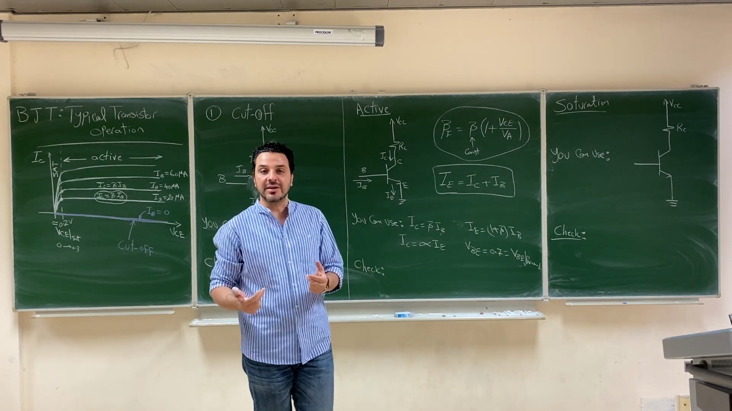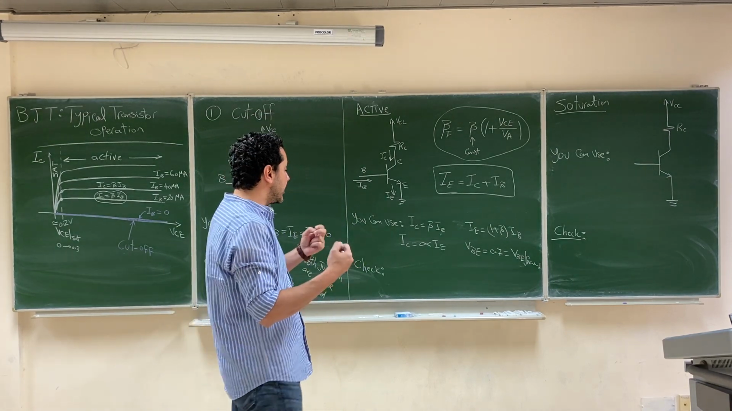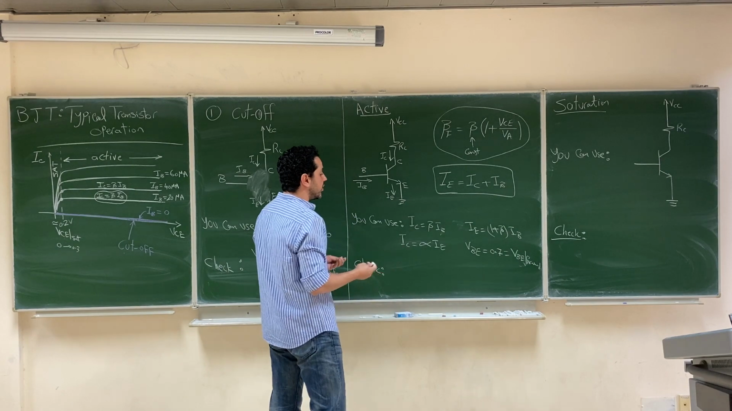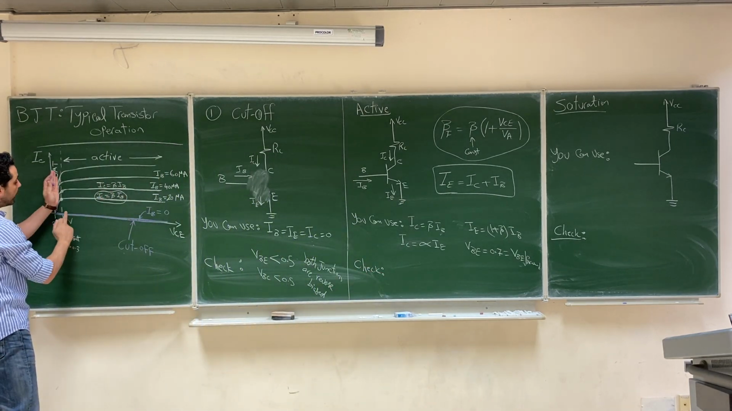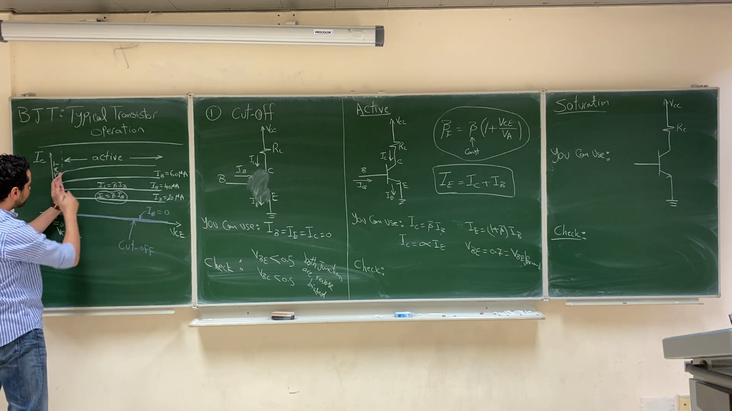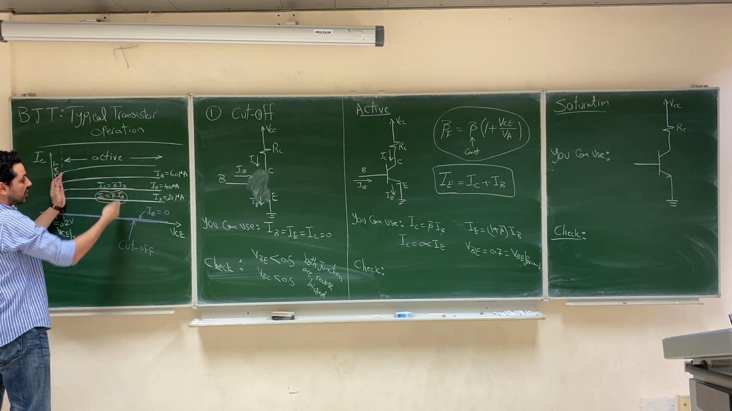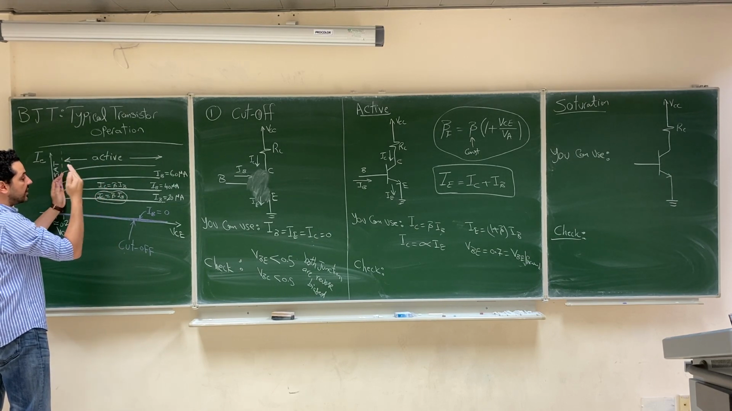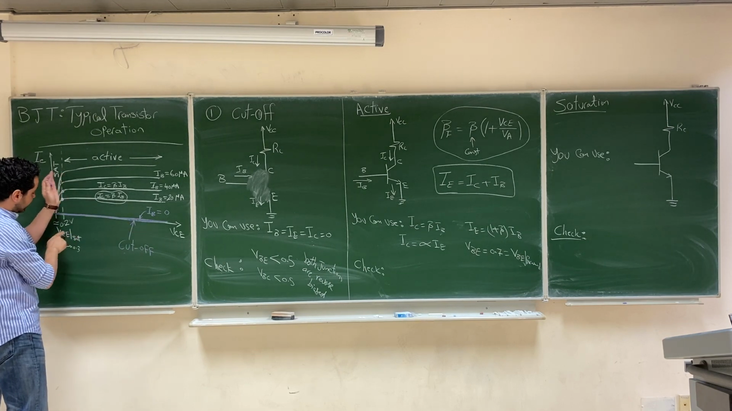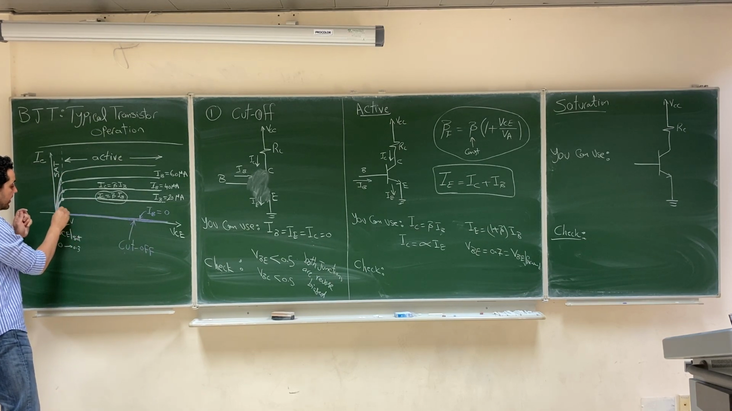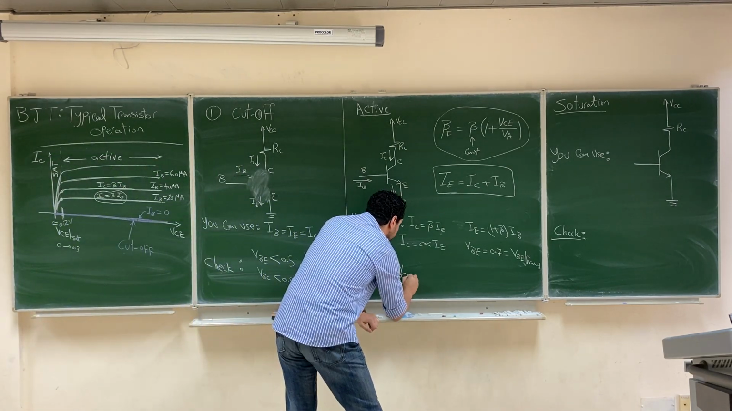After you solve your circuit, how are you going to check your assumption? In order to check your assumption, you have to make sure that you are operating in this region. You have to make sure that VCE is greater than VCE saturation, right? Because in order to be active according to this set of curves, VCE in the active region is greater than VCE saturation.